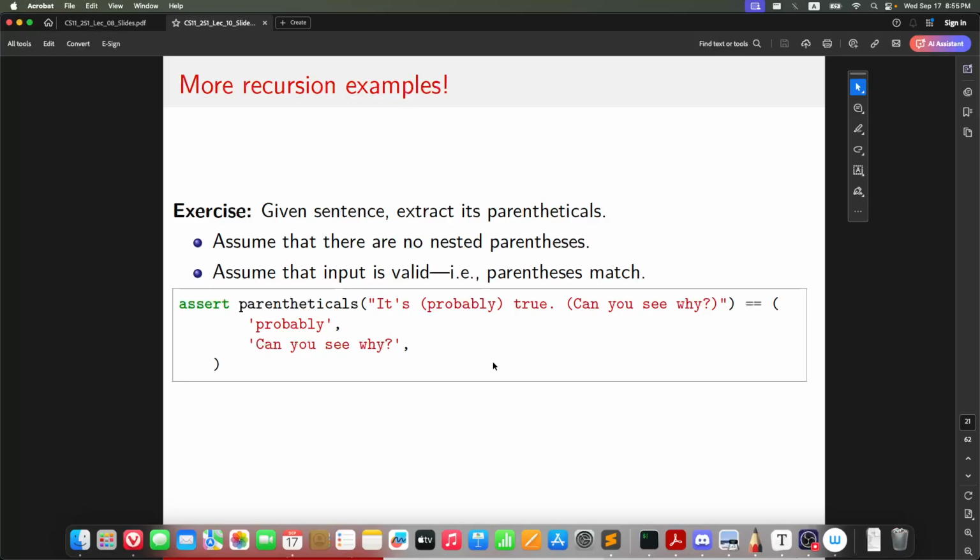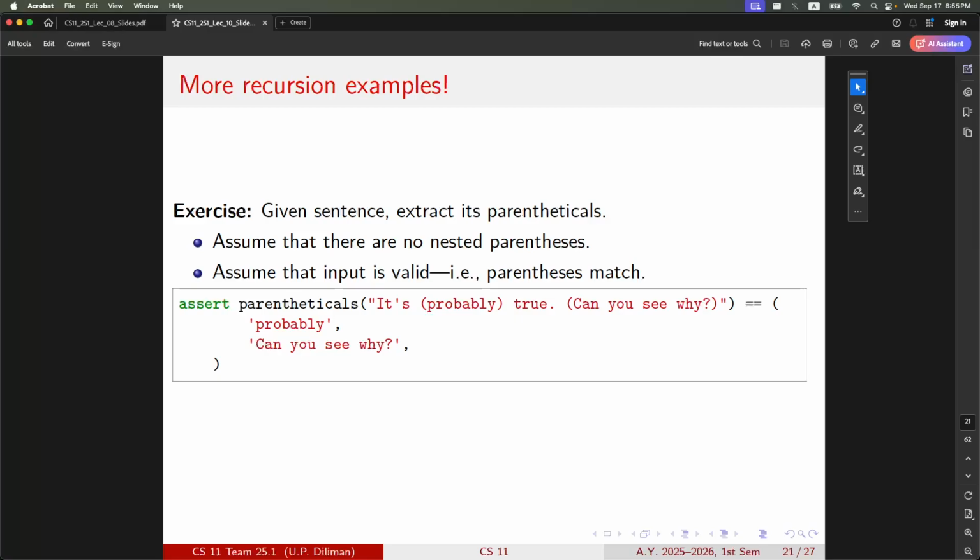Let's do this exercise. Given a sentence, extract its parentheticals, so all the strings inside the parentheses. Assume that there are no nested parentheses, and assume that the input is valid, the parentheses match. Those are our assumptions. So how do we do this?